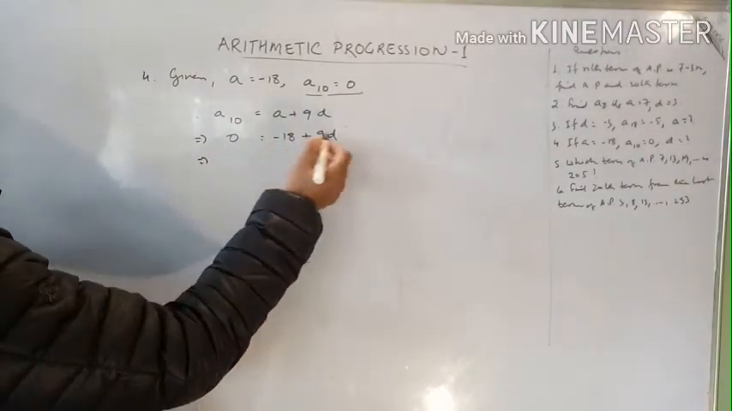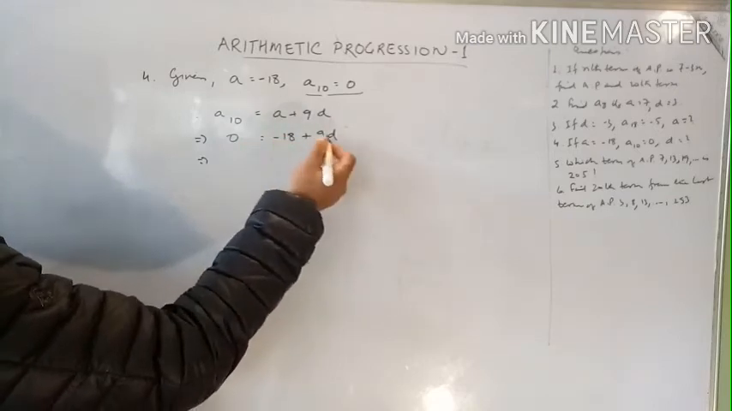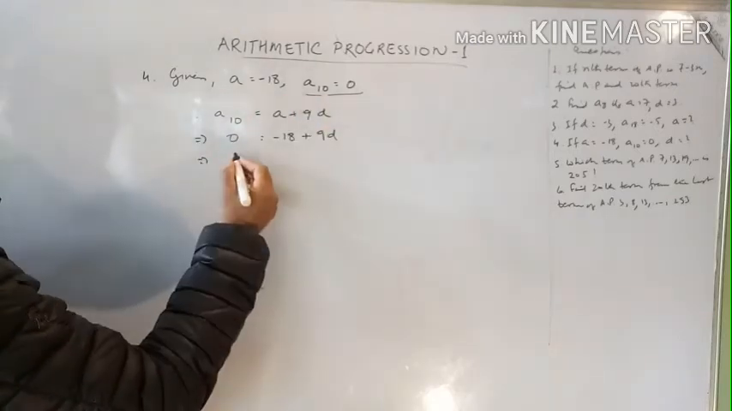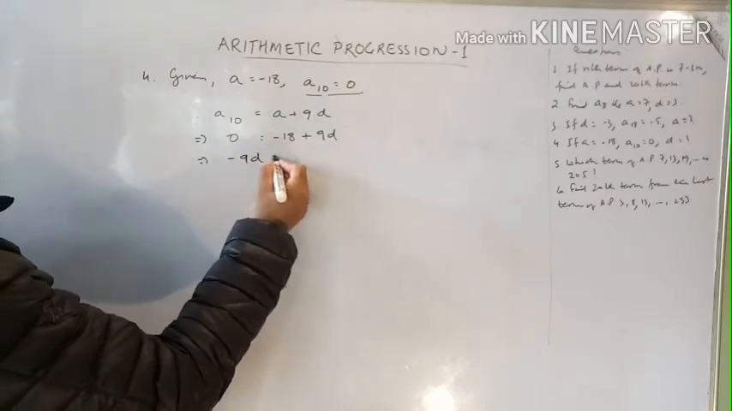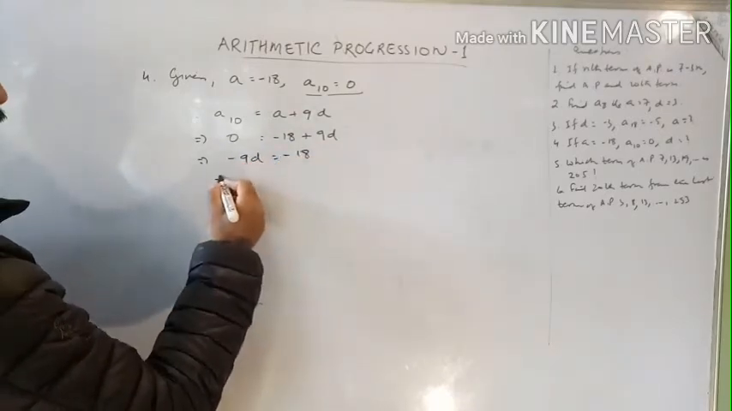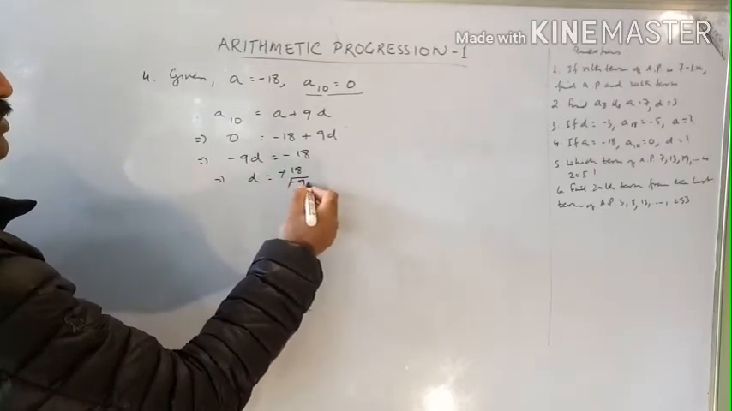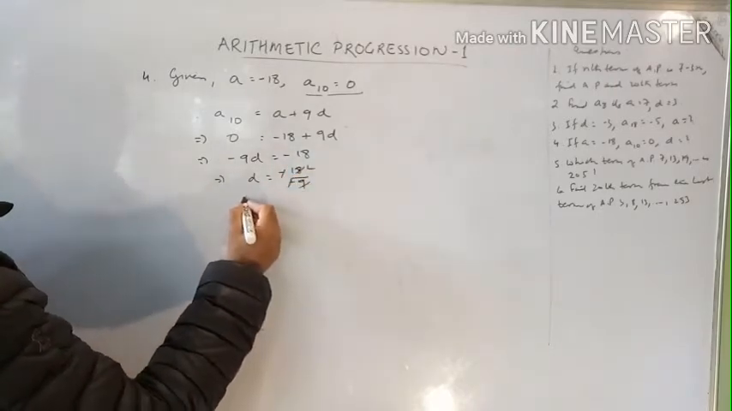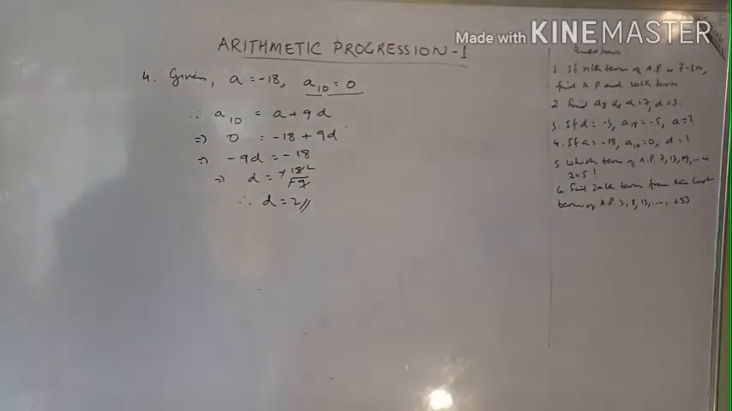So now 9D you can bring this side, it doesn't matter. Bring 18 to the other side; we want to keep D on the left hand side. So it will be 9D equal to 18. This implies D equal to 18 by 9. The 9 will cancel 2 times. So therefore the common difference is 2. Okay, so that is number 4.